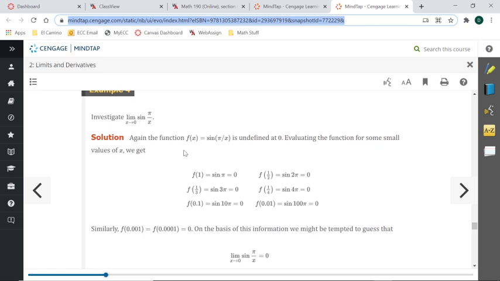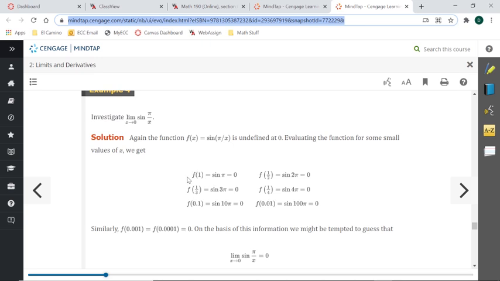So it says, just evaluate this limit. And this is back in section 2.2, where we're dealing with using graphs of functions. Notice it's undefined at 0. But of course we can choose values that are very close to 0, both from the left and from the right, and plug them in. And so it does that.